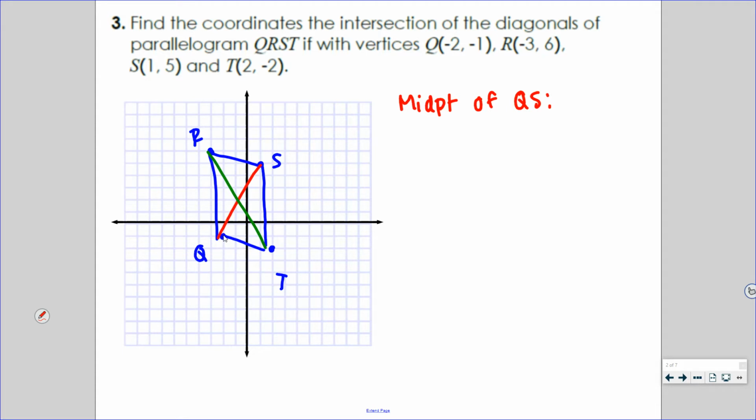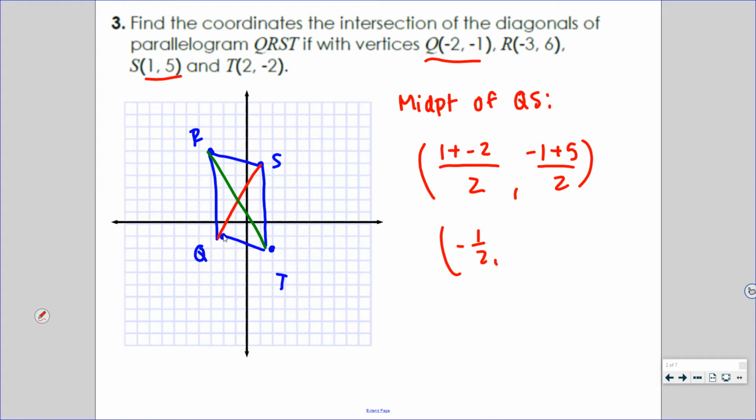You could also do RT if you want to, but remember to find the midpoint. I'm doing this one. Add the x coordinates and divide it by 2. That's going to give you halfway between the x coordinates. Add the y coordinates. Divide by 2. That's going to give you half of the y coordinates. So you'll notice here we get negative 1/2, 2. And then I look at my drawing, and again, you can see that my sketch was pretty rough, especially my parallelogram. Negative 1/2, 2.